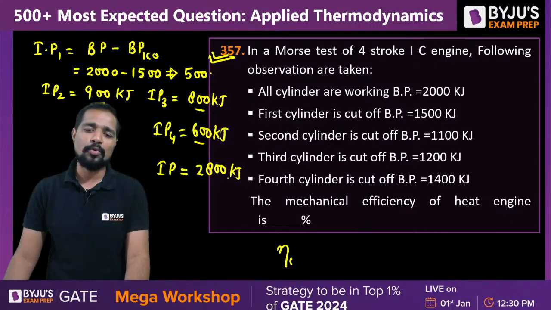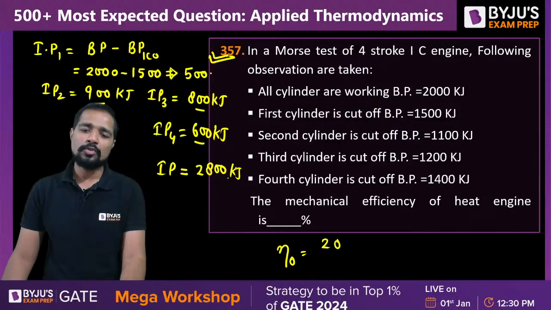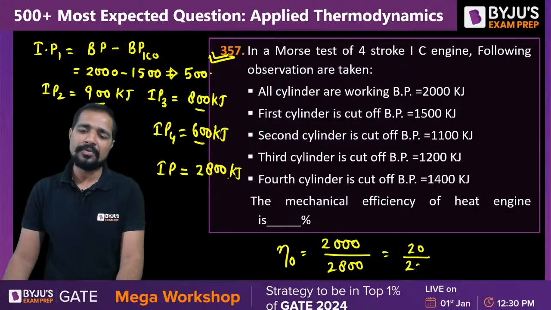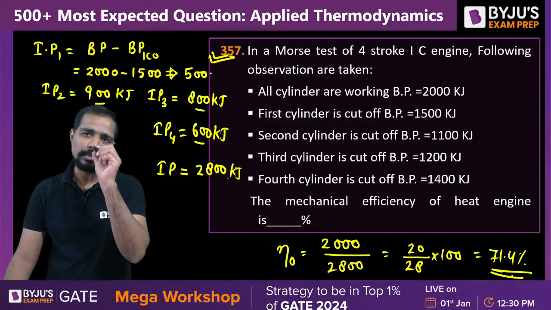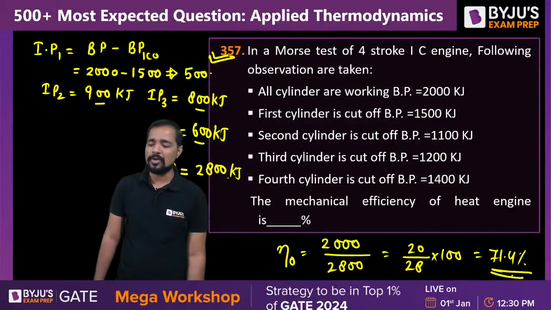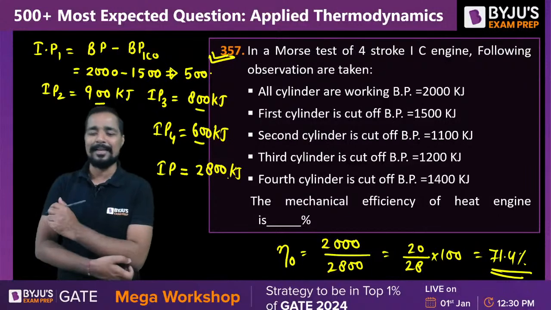Can we write that the mechanical efficiency will be equal to brake power 2000 divided by IP 2800? The answer will be equal to 20 by 28 into 100. What answer are we getting? 71.4 is the correct answer. Absolutely right, yes, Kalyan. Now you have written the absolutely right answer. Good.